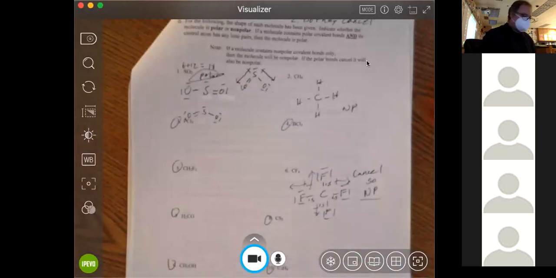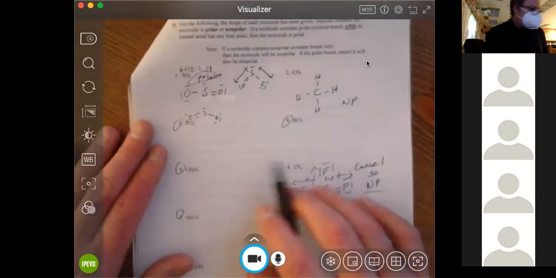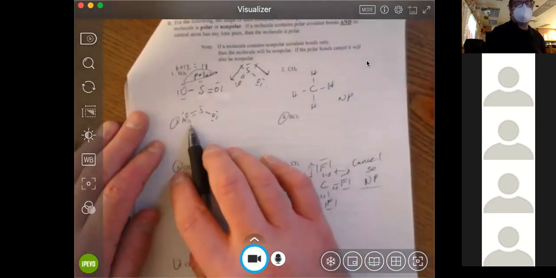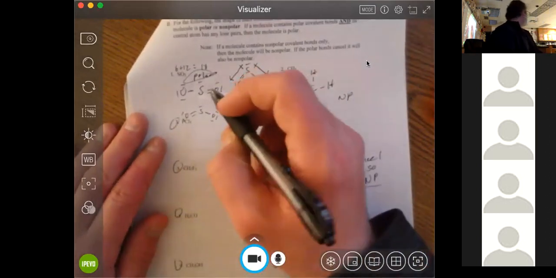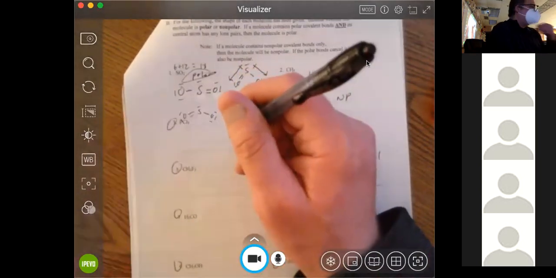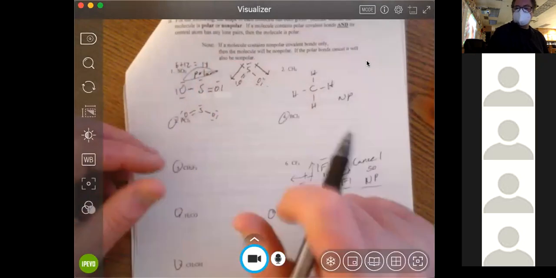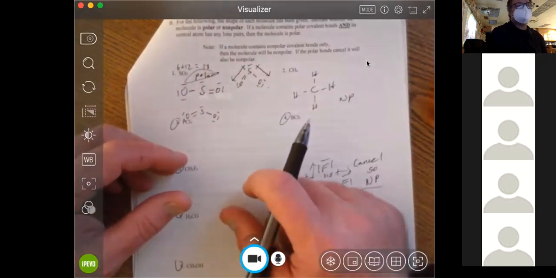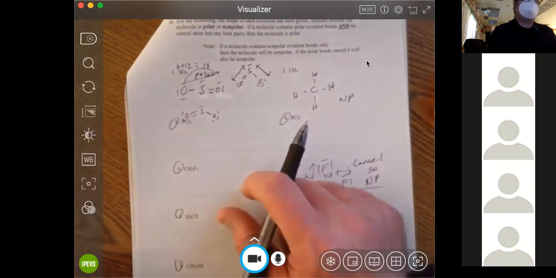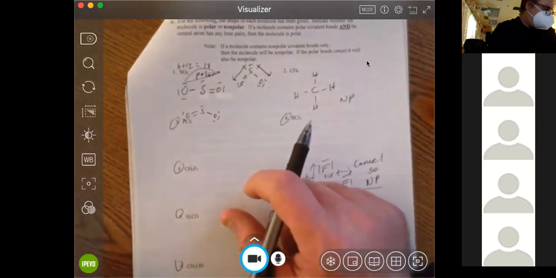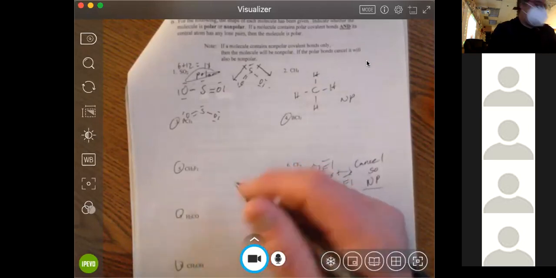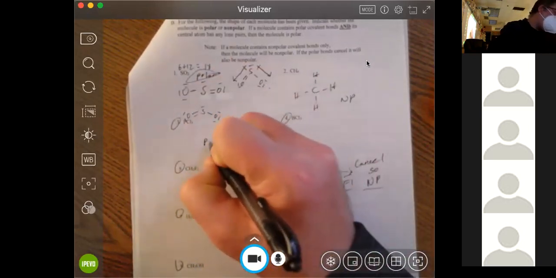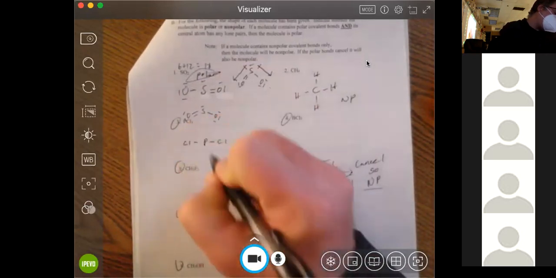So the basic thing with polarity is you've got to be able to draw the model. If we have PCl3, who's going in the center? Is it P or Cl going in the center? P, right? P is unique, so P is going in the center. We're going to put Cl's around it.